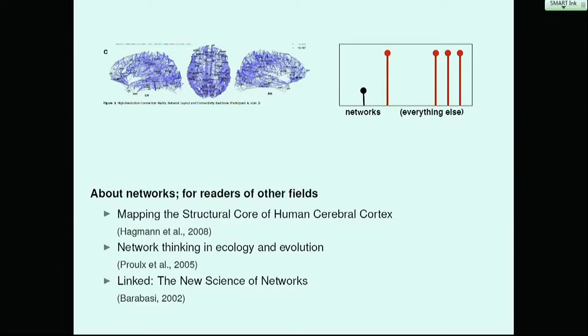Here you see things like mapping the structural core of human cerebral cortex, network thinking in ecology and evolution, and Linked: The New Science of Networks. And these first two are kind of classical interdisciplinary papers, right? I took network analysis and I applied it to another discipline. So it was very interesting, and they happened to be good papers, and it was interesting to people in that discipline. The last one is like a popular science book about networks, right? And so that is not only interesting to readers of networks, but interesting to a broad readership. And we could probably divide up these two signals in other ways as well. Okay, so this is kind of capturing interdisciplinary papers. Again, you wouldn't be able to find this with just a topic model or just a collaborative filtering model.